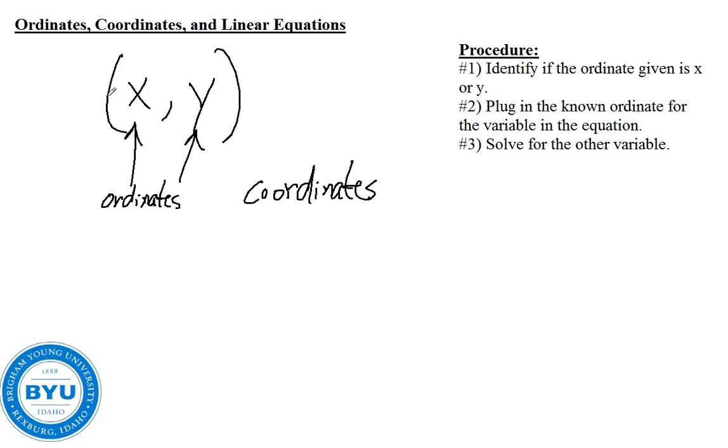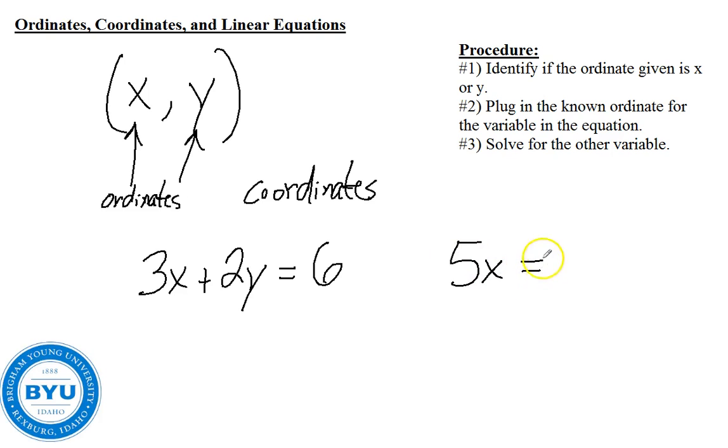So when we have two variables related to each other, we end up using an equal sign. An example of a line might look like this: 3x plus 2y equals 6. That's a linear equation. Or maybe we'd have 5x equals 2y plus 1. That's another linear equation. You'll always see an x, a y, and an equal sign. That's how we'll know it's a linear equation.